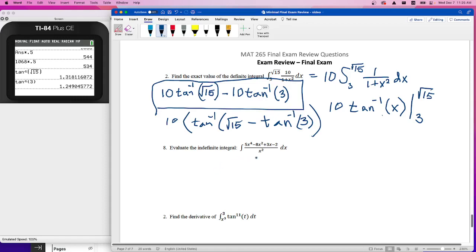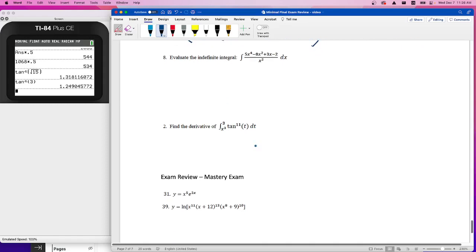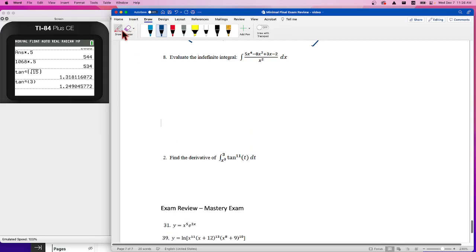Okay, evaluate this indefinite integral. This is where, if we don't have boundaries, when we find the antiderivative, we are going to use a plus C. But with this kind, you wonder, is this a quotient rule thing? Well, no, let's do algebra first and simplify. So we're going to divide each of these terms by x squared. So 5x to the 4th divided by x squared is going to be 5x squared, right? 4 minus 2.